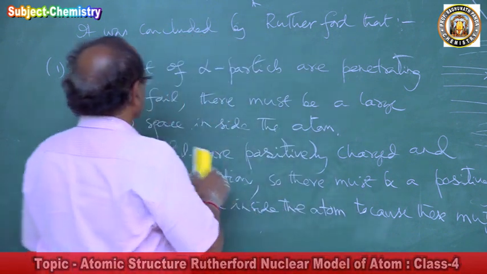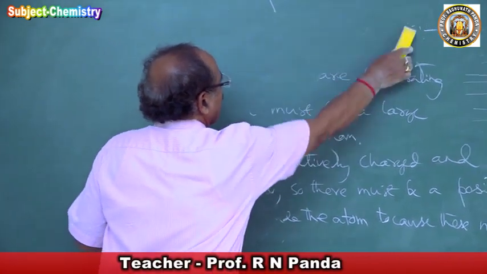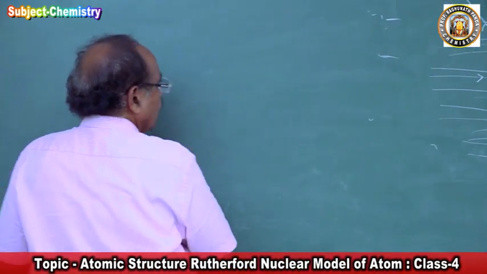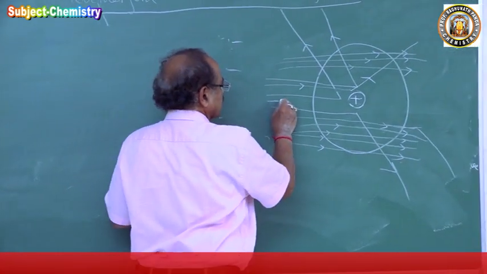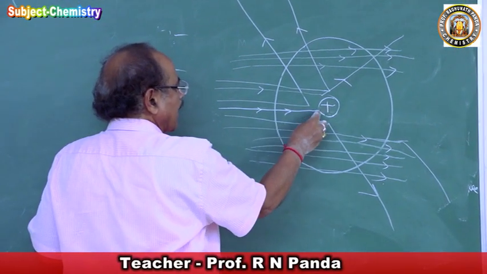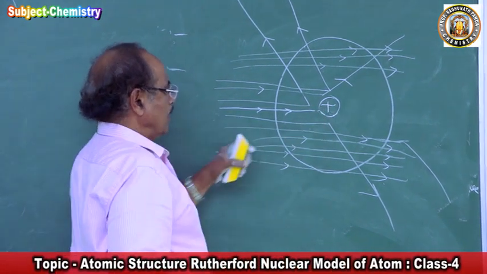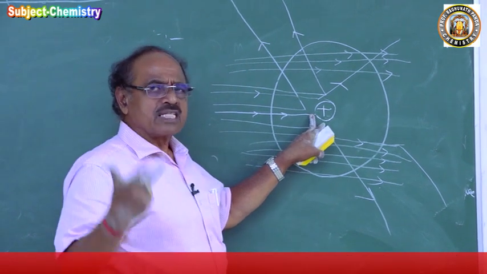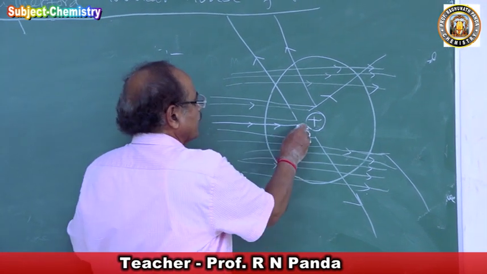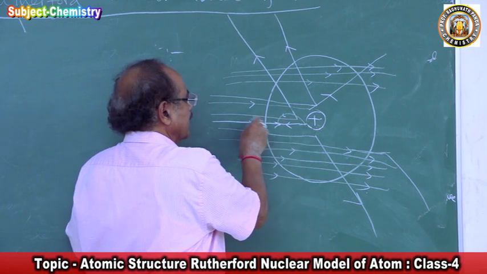Then comes the third observation. To explain the third observation, he proposed: 1 in 10,000 alpha particles, so 1 particle in 10,000. When this alpha particle is going like this and comes in very close proximity to this positively charged body, the repulsion is maximum. Because of maximum repulsion, the angle of deflection becomes 180 degrees, so it is retracing its path.